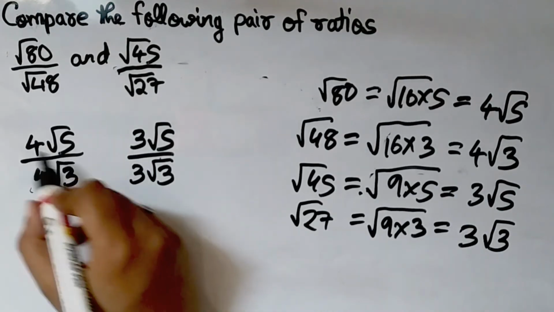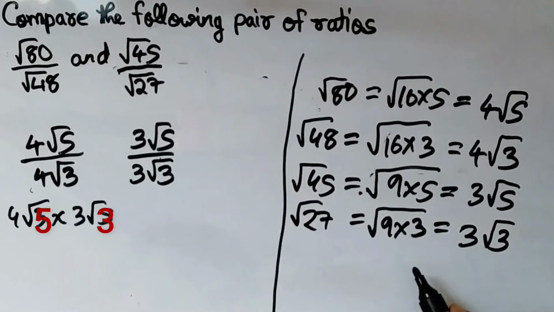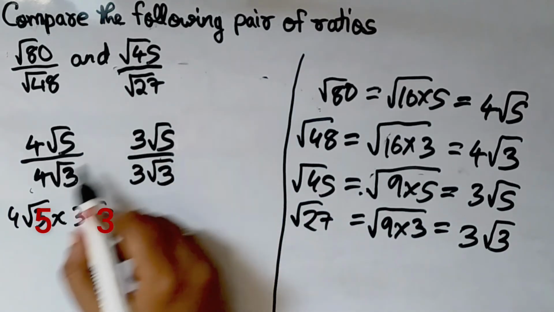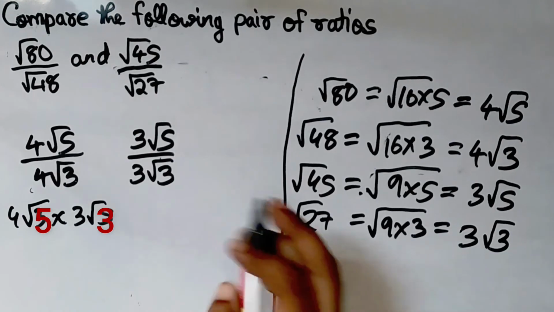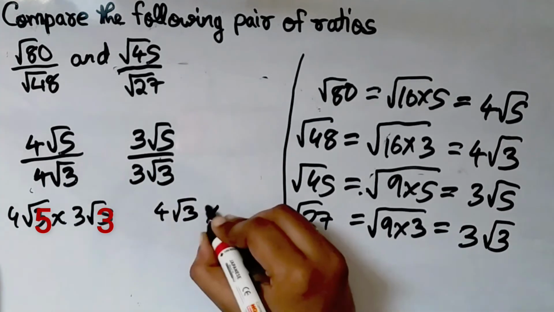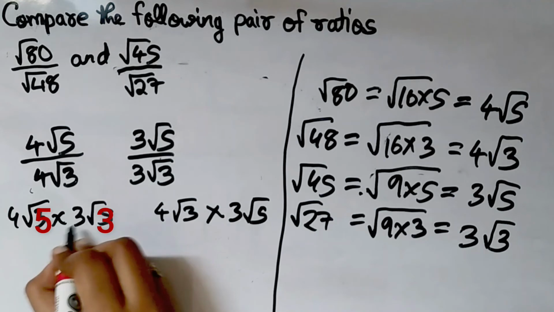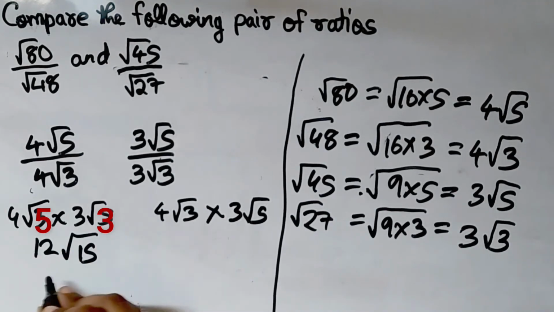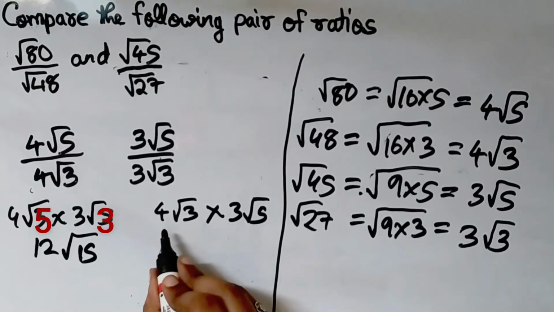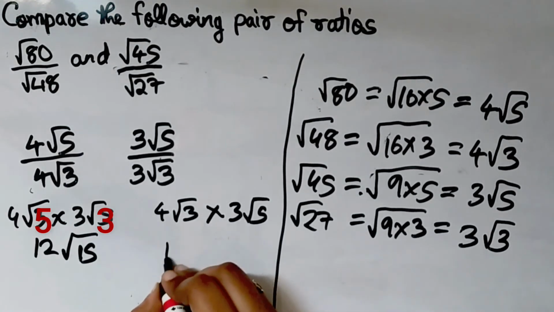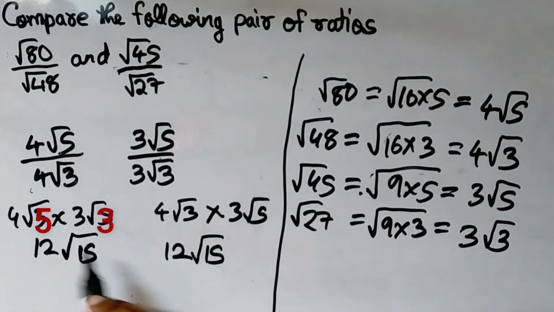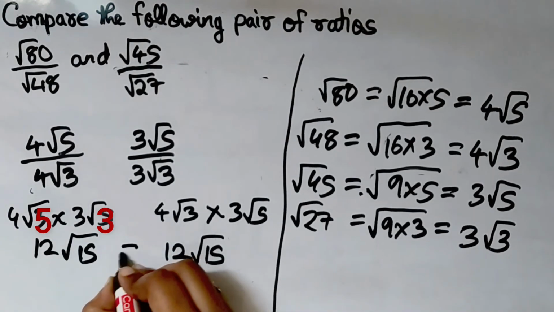First we will multiply 4 root 5 into 3 root 3. Now this one, 4 root 3 into 3 root 5. So 4 threes are 12, root 3 into root 5 will be root 15. So 12 root 15. And here also, 4 into 3 is 12, root 3 into root 5 is root 15. So both give the same, 12 root 15, so both are equal.